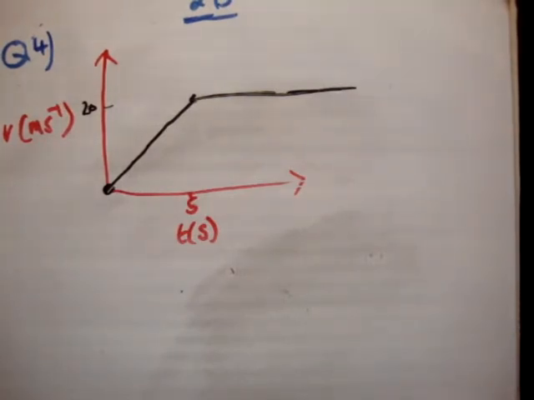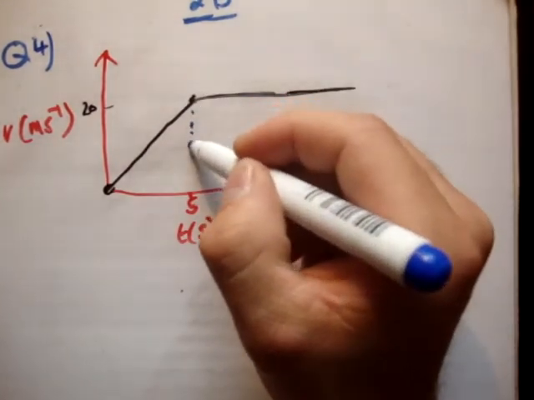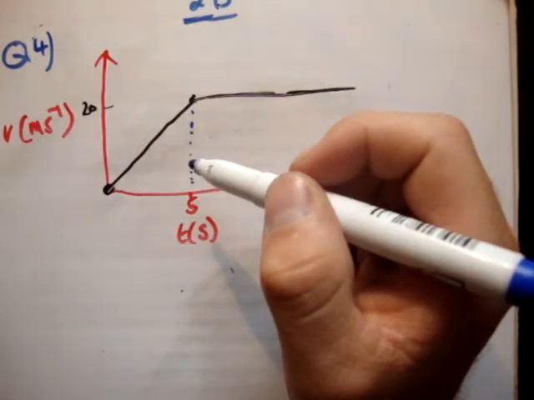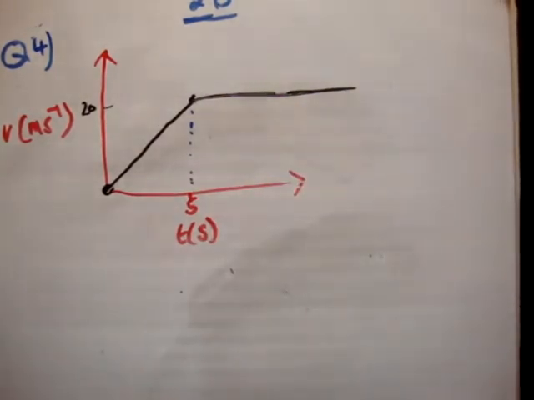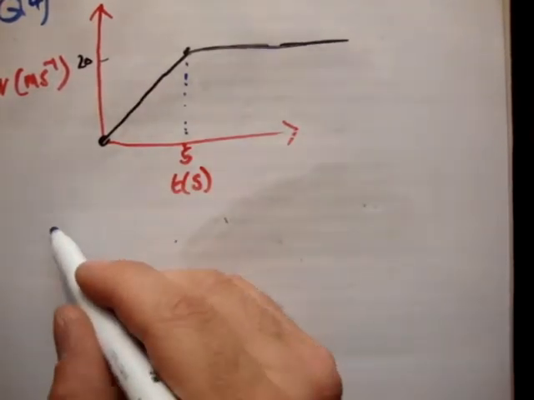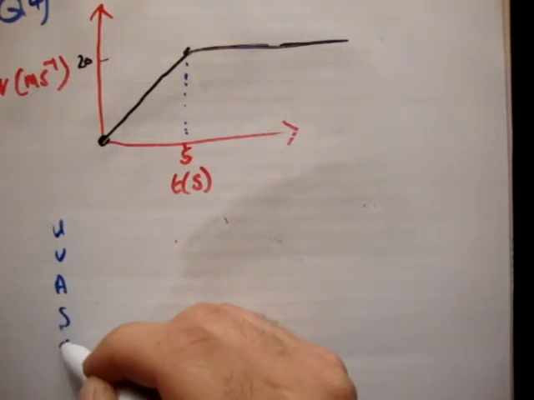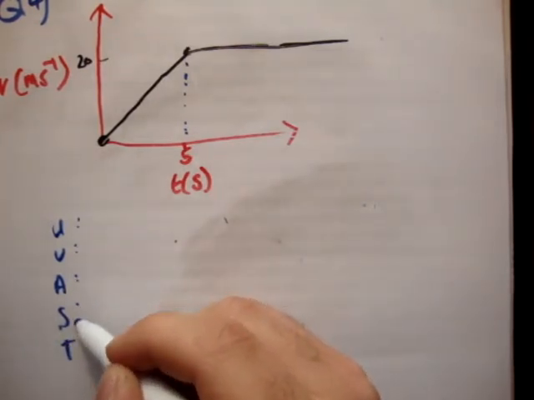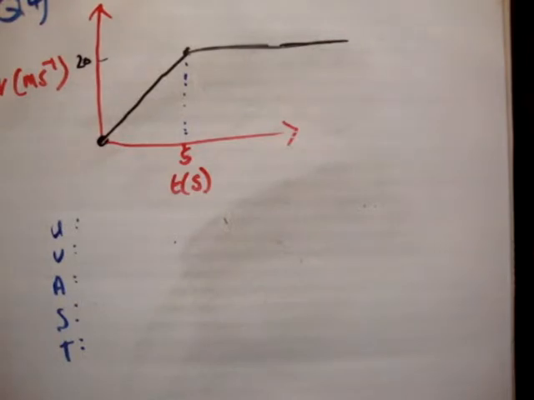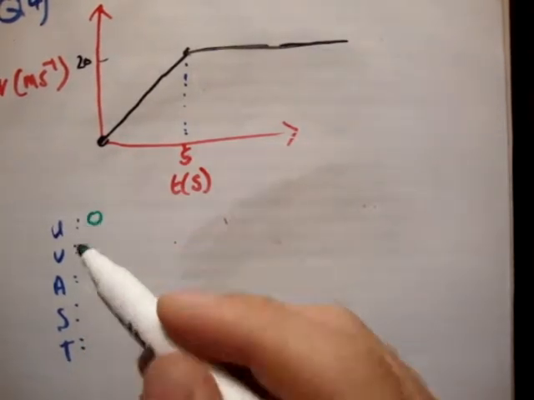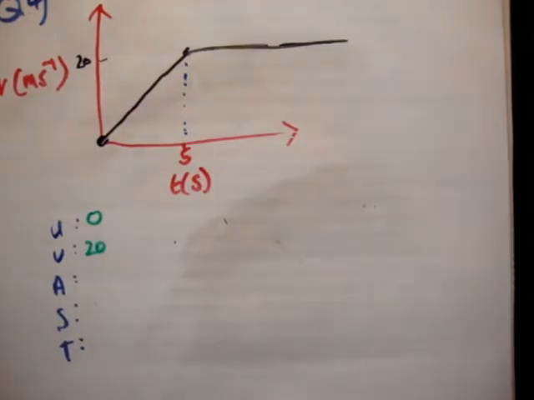So we're asked to calculate the acceleration. How to go about doing this? There are two ways of doing this. The first one is the normal way. We know that the initial velocity is 0, the final is 20, the acceleration is unknown, the distance is unknown, and the time is 5 seconds.